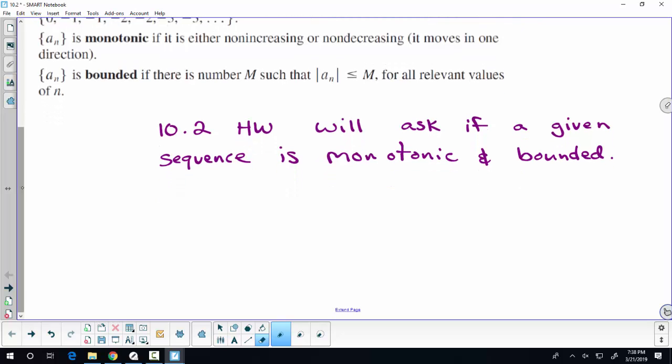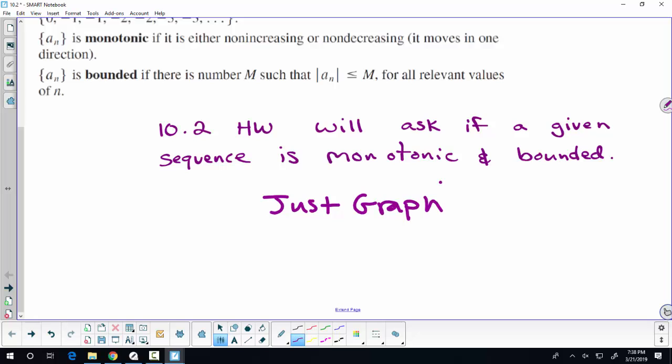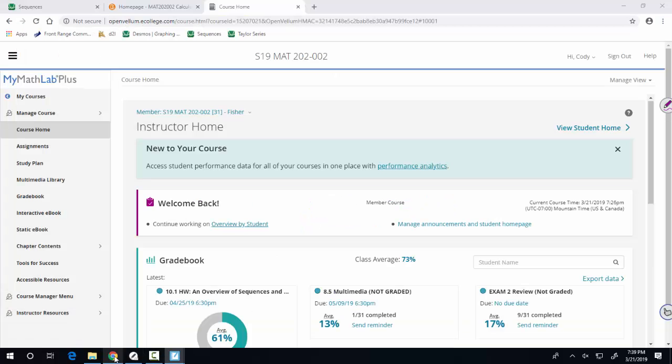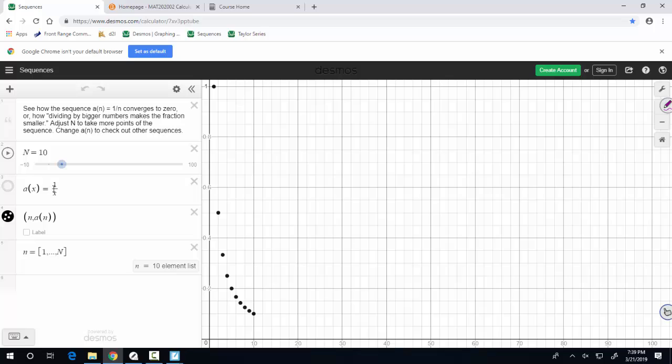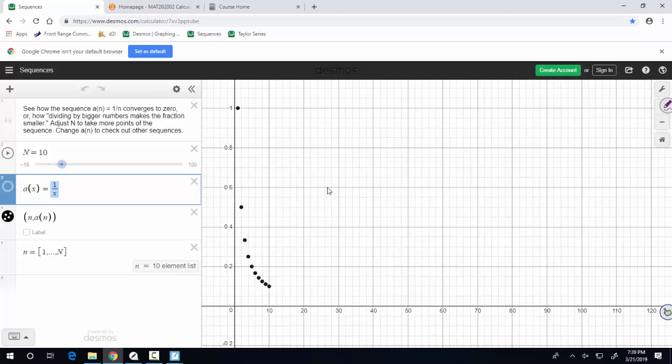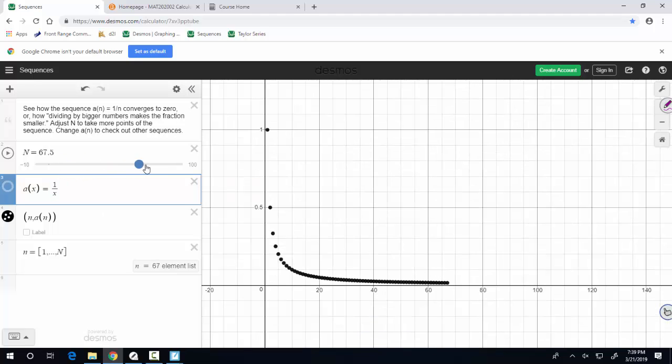Okay, so to answer those questions, just graph these. I'm not going to have you graph sequences on the exam. But for your convenience, you might already have a way to plot sequences, but on D2L I provided this link to the sequence plotter. This is the sequence 1 over n. So you can just graph it and move the slider and see what happens.